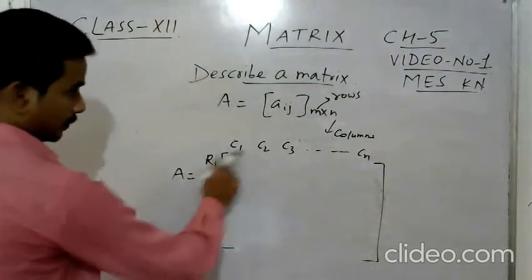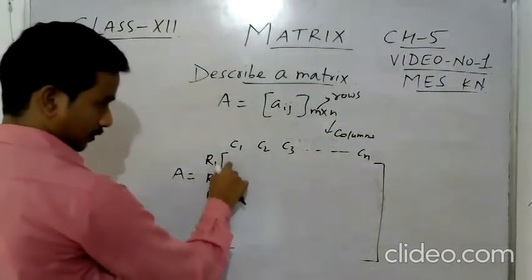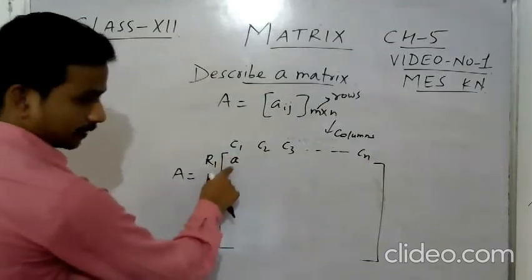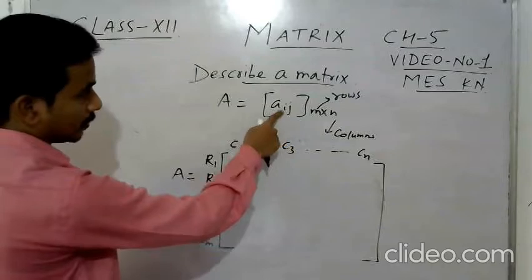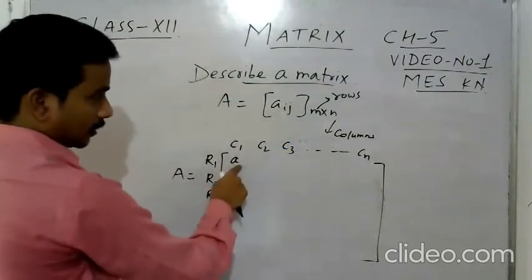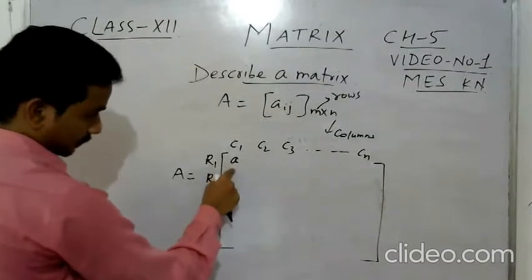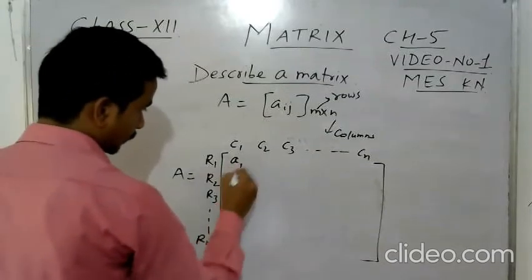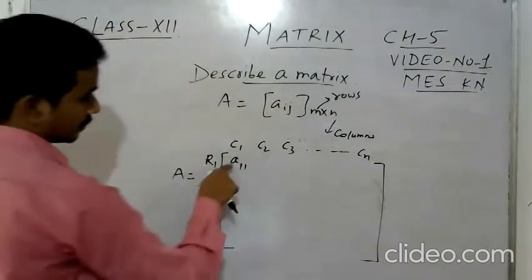Now how will you represent the element of the matrix? So how will you represent this element? We know that elements are always denoted by a small letter a with two subscripts. The first subscript i means you have to write the row number, and j means you have to write the column number of that element. So what is the row number of this element? Row number is 1 and column number is 1. So this element is named as A11.